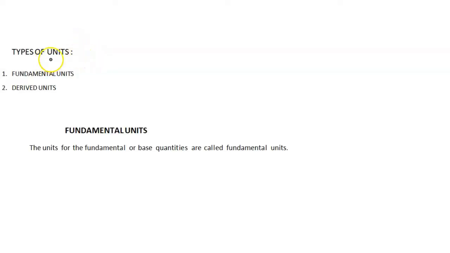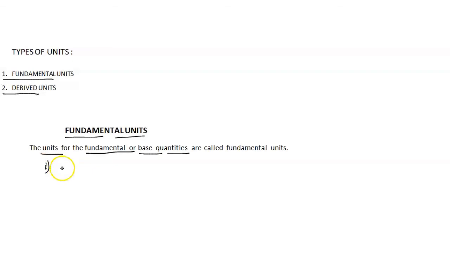Now we have a clear idea about what a unit is and how we can define it. Next, we need to know there are two types of units. The first is fundamental units and the second is derived units. From the name itself, the units for the fundamental or base quantities are called fundamental units. Like I mentioned before, there are some physical quantities which can be measured.